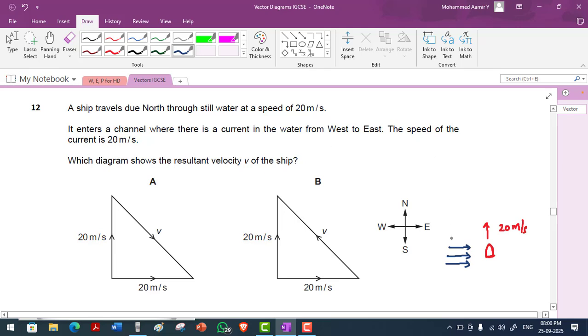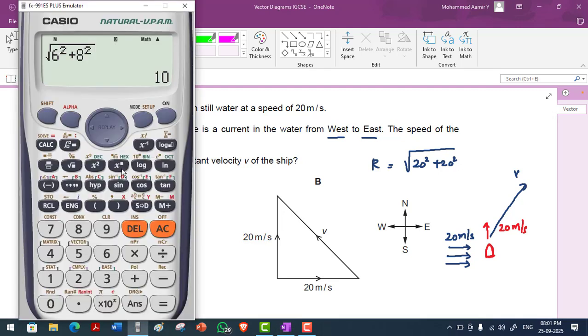The speed of the water current is 20. This is also 20, that is also 20. What is the resultant velocity? If the ship is going towards north and constantly the water is hitting from west to east, the ship will tend to move like that. So this will be the new velocity. If they ask what is the velocity, then root of 20 square plus 20 square will come. That will be the resultant velocity.